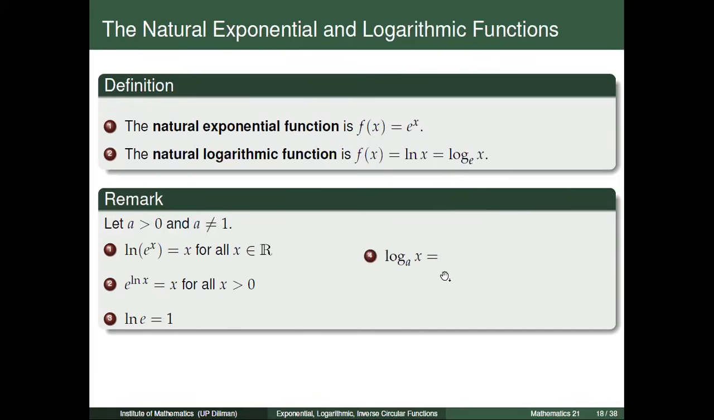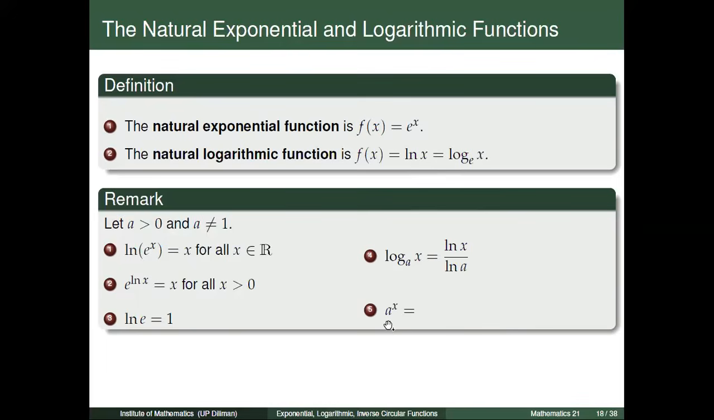Now, consider the logarithm of x to the base a. We will write this in terms of the natural logarithmic function. To do this, we will use the change of base formula. Recall, log of x to the base a is the quotient of log x and log a to any prescribed base b. And in this case, we will take the base b to be e, so that we just have ln x over ln a.